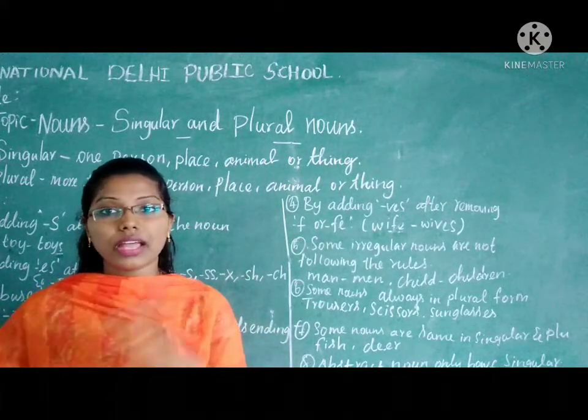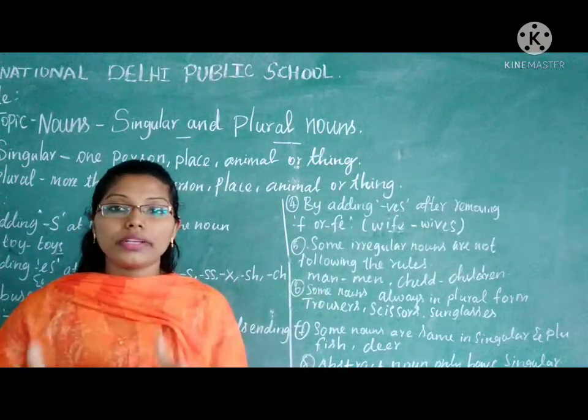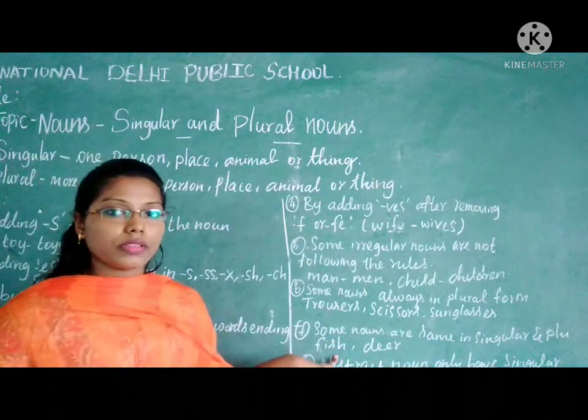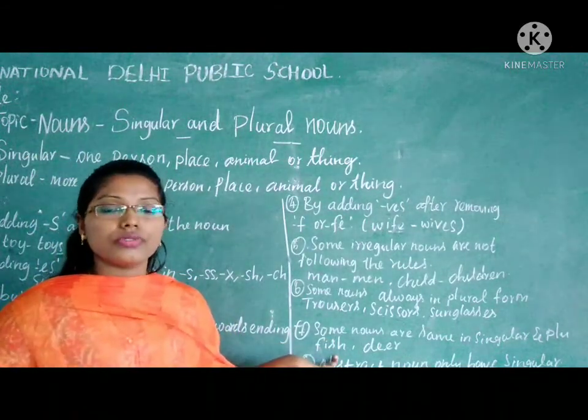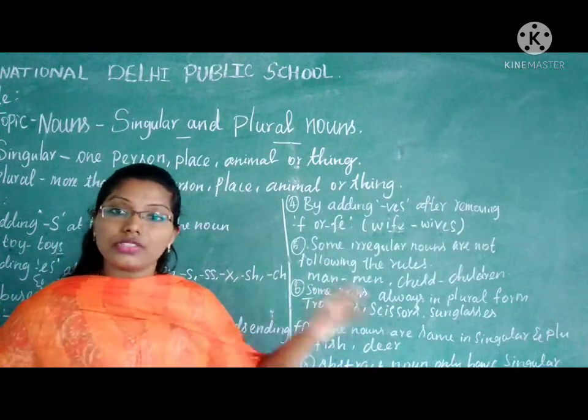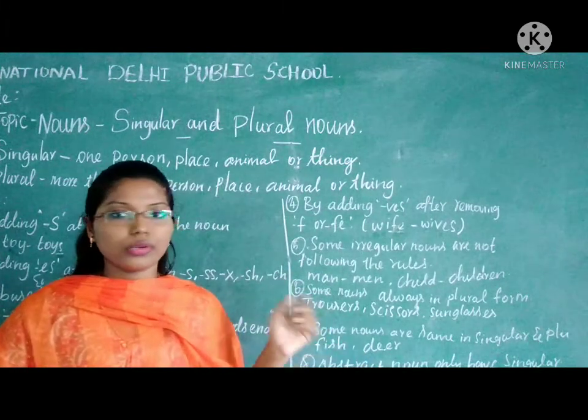Then if you are looking at some nouns that do not change in singular and plural, the same form comes in singular as well as plural. For example, fish. Fish in singular is fish, in plural also fish, no fishes. Then deer, singular deer, plural also deer, no deers.